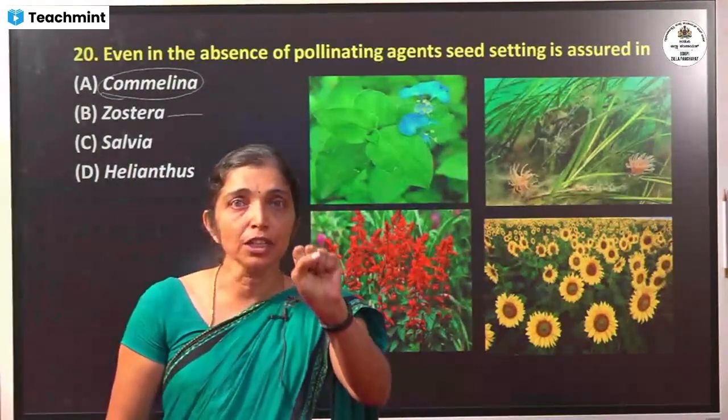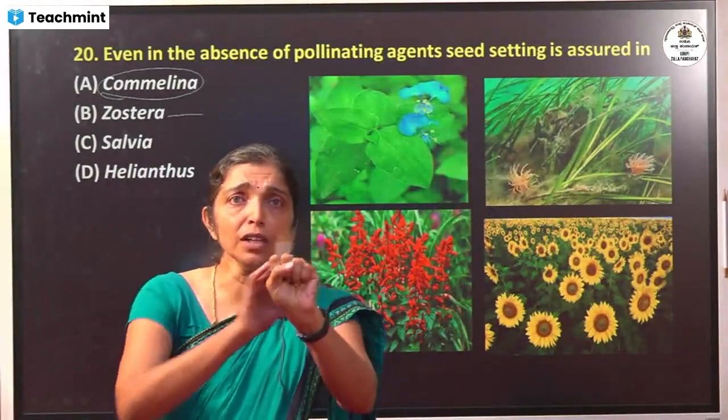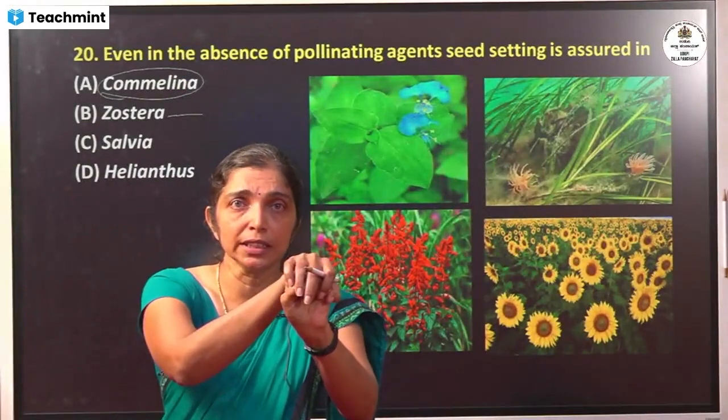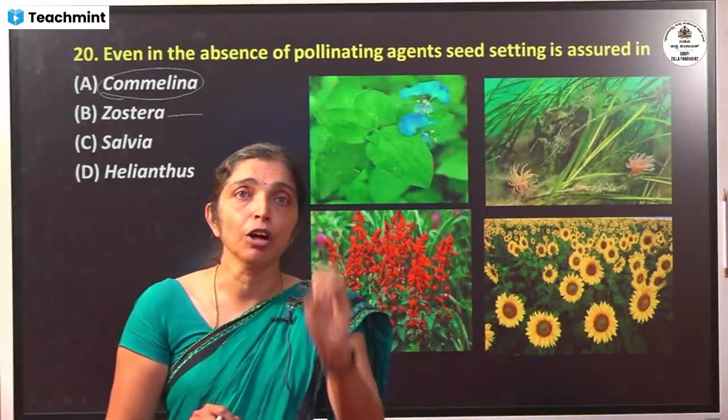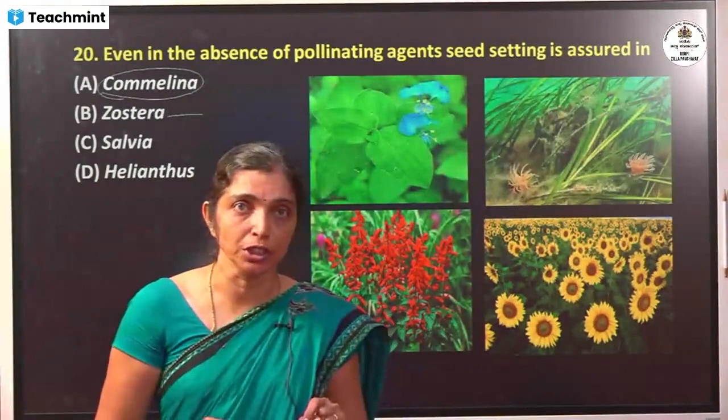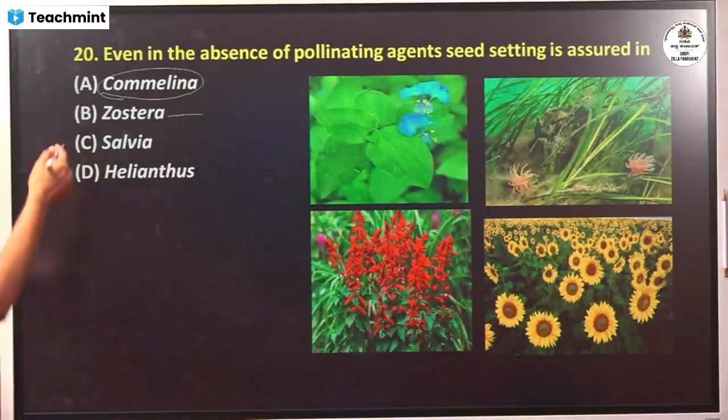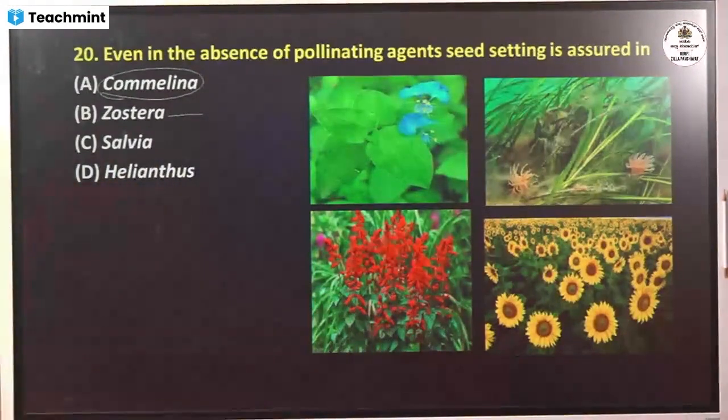So seed setting is seen even if the pollinating agents are absent, because in Commelina you get to see self-pollination, that is autogamy. Whereas in the other 3 you get to see cross-pollination. So the right answer over here is Commelina.